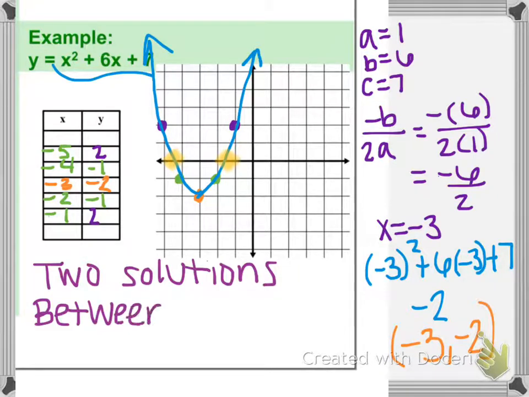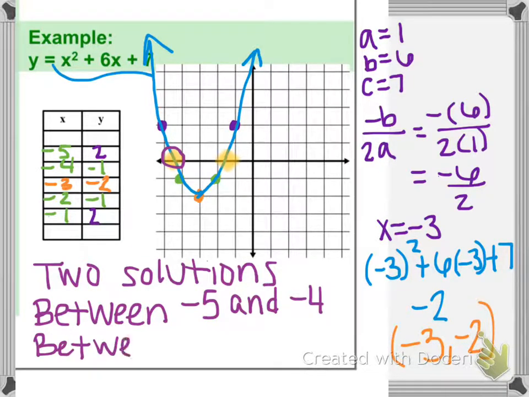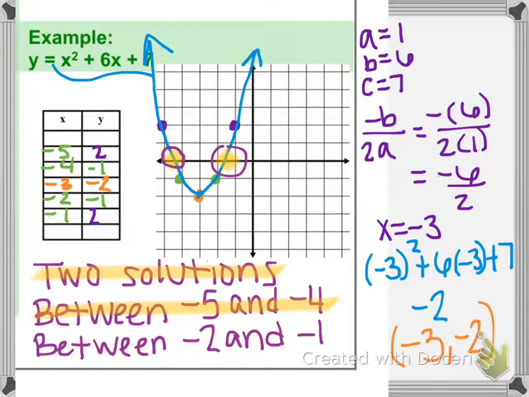So this first one down here is between negative 5 and negative 4. The other one is between negative 2 and negative 1. So those are your answers. Two solutions between negative 5, negative 4, and negative 2, negative 1, because we were unable to find the actual points that they crossed at because they were in between two places.